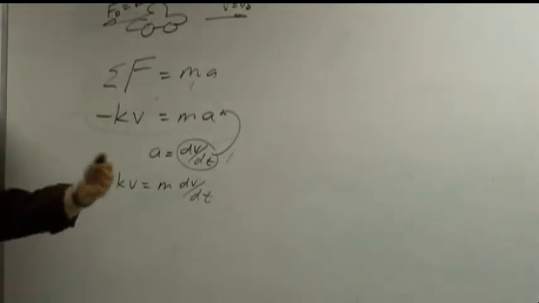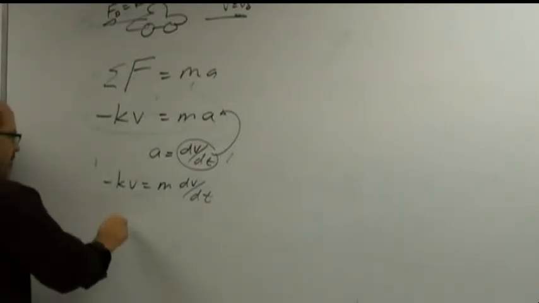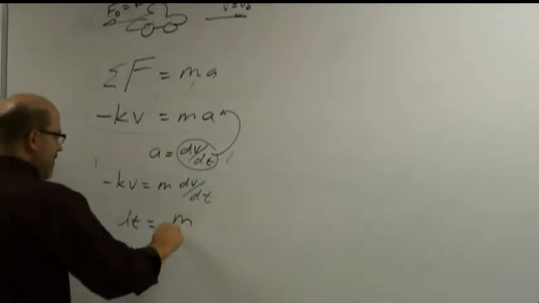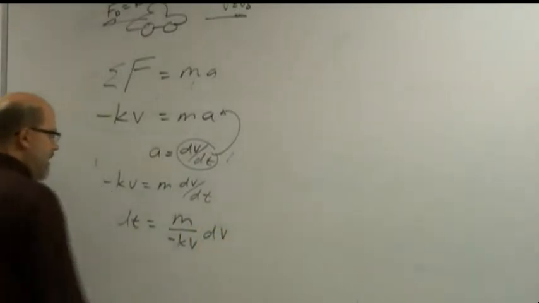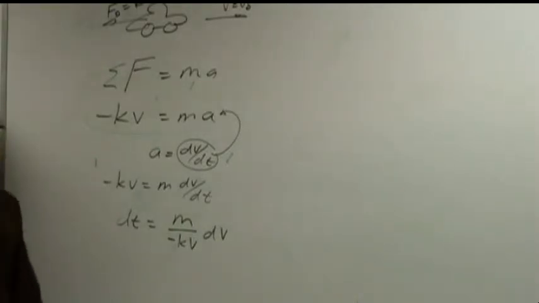Separate variables. Put the dv's and all the v stuff on one side, put all the t stuff on the other side. Now since I'm solving for v, I'm going to put dt over here. I'm going to put m over negative kv dv over here. I don't know why, I just chose to. And now what do I do? Integrate.